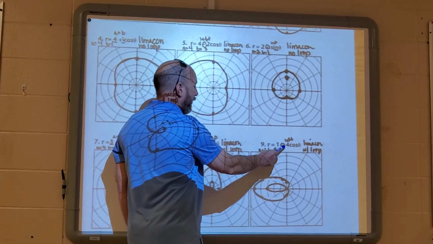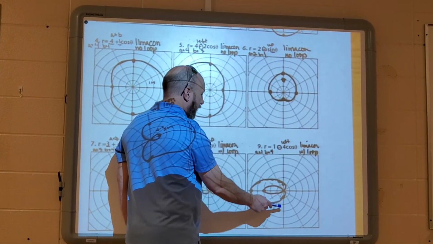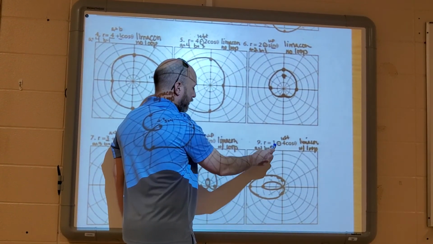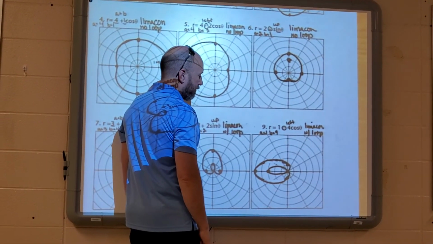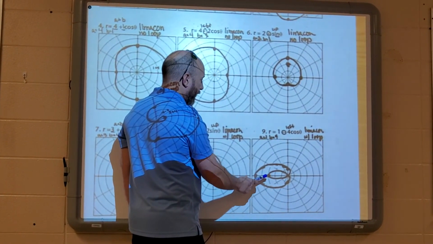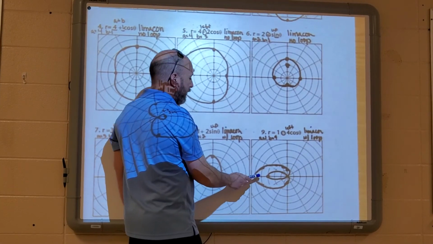Okay, same thing here. Minus cosine, so it's going to go left and on the x-axis. Okay, you're at 1 and 1. Okay, 4 minus 1, so you're over here at 3. And 4 plus 1, so you're over here at 5.